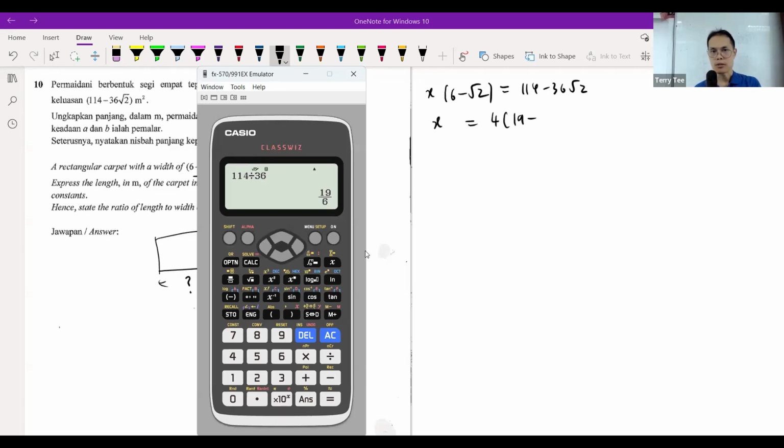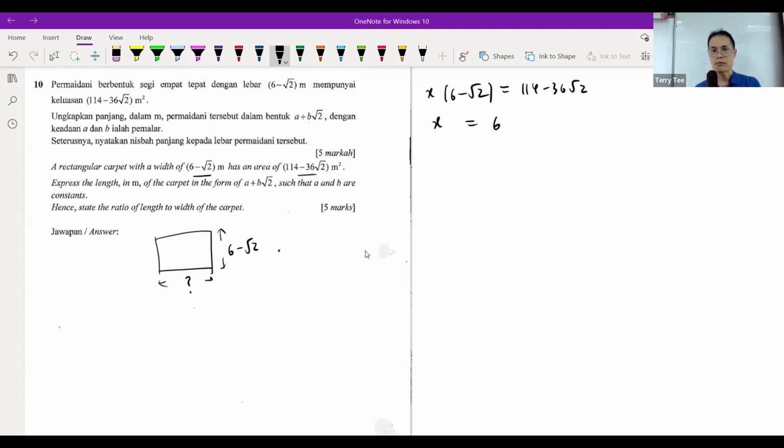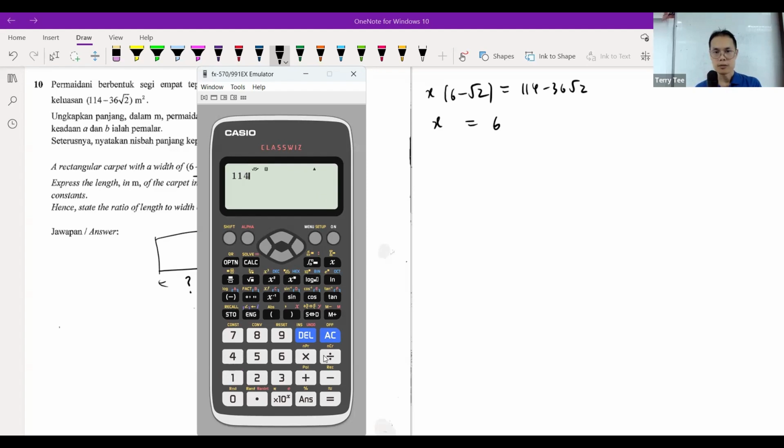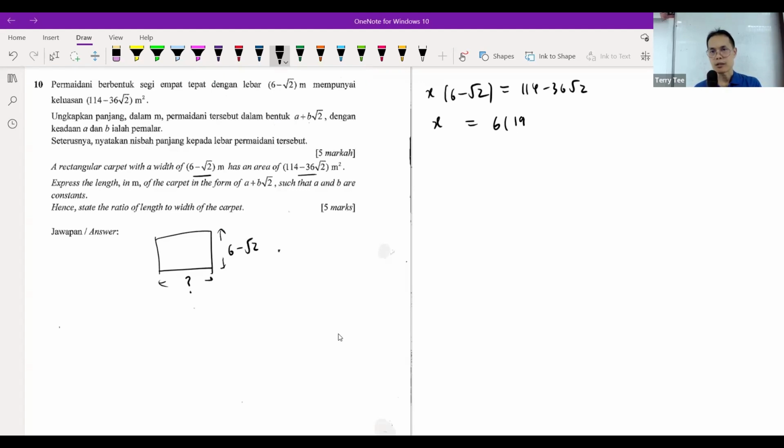Let me just say it is divide by 6, not 4. You divide by 6, yeah? 114 divided by 6 is 19, right? 36 divided by 6 is 6. So I just prefer to simplify 19 minus 6√2. You divide by 6 minus √2, so you don't have to deal with a big number, right?